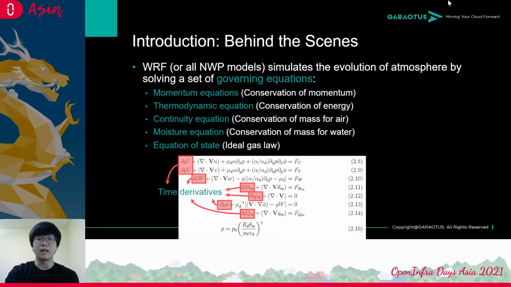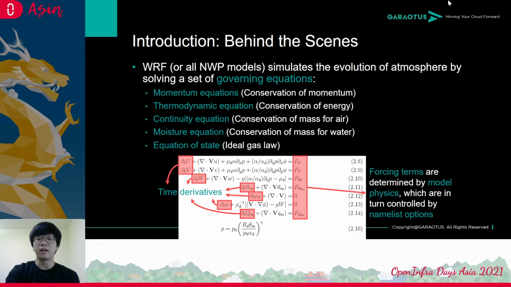You can see the formula listed below for reference. On the left-hand side, you can see that there are terms related to time derivatives, or you can say the rate of change with respect to time. On the right-hand side, there are many forcing terms. They are determined by model physics, which are in turn controlled by namelist options. In other words, they are user configurable.